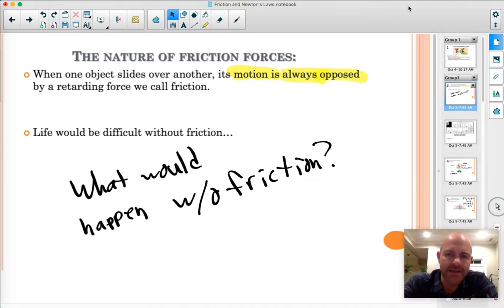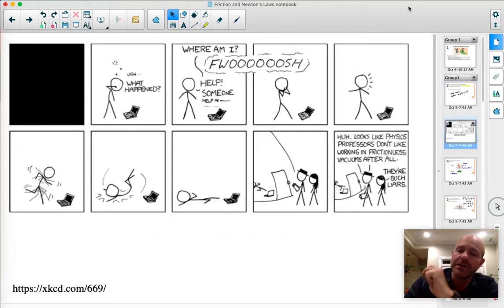It always opposes motion. There are a lot of forces that do this kind of stuff, but specifically when we're talking about friction right now, we're talking about the motion of one object sliding relative to another. Life would actually be really difficult without friction, in spite of our attempt to always get rid of it in a lot of our physics experiments. So it's good to ask yourself the question, what would happen without friction?